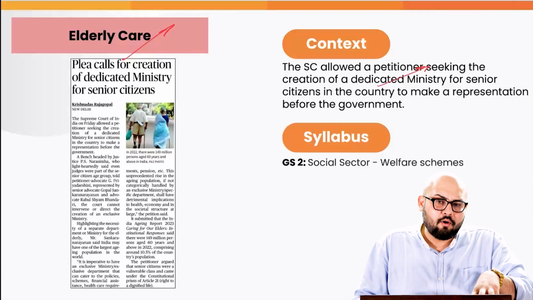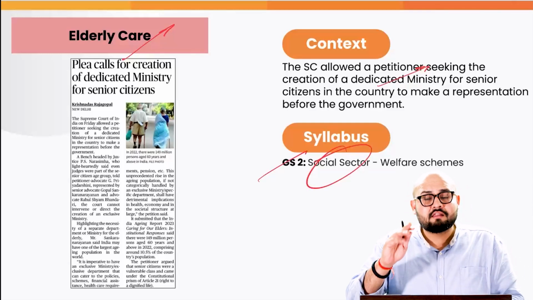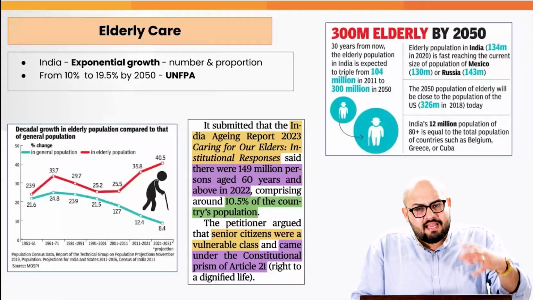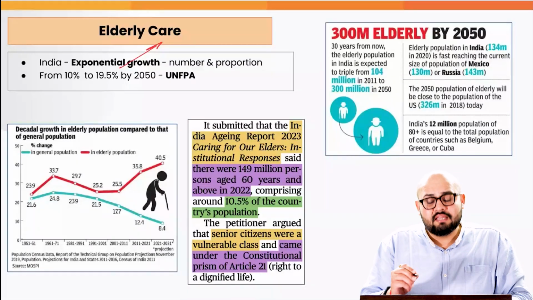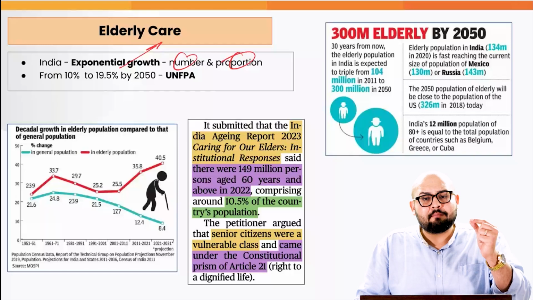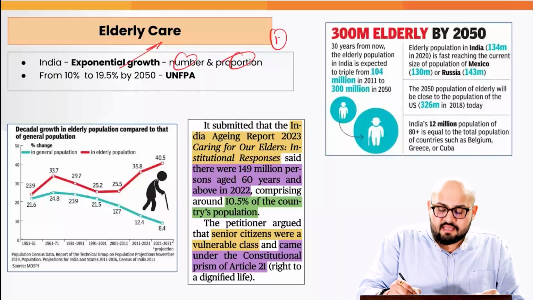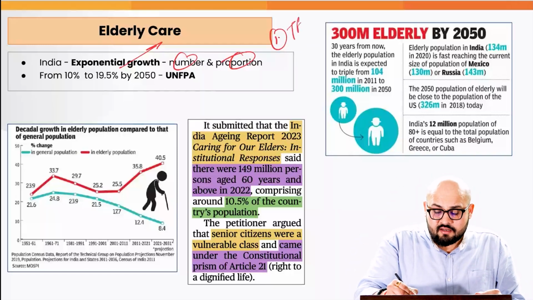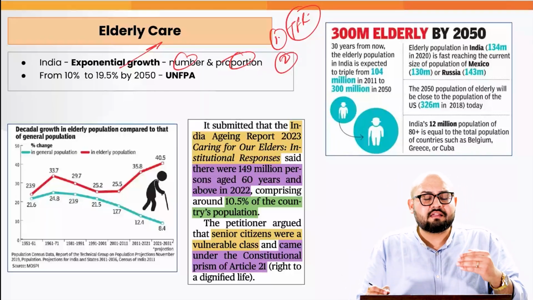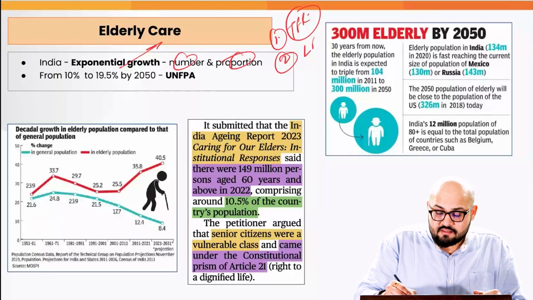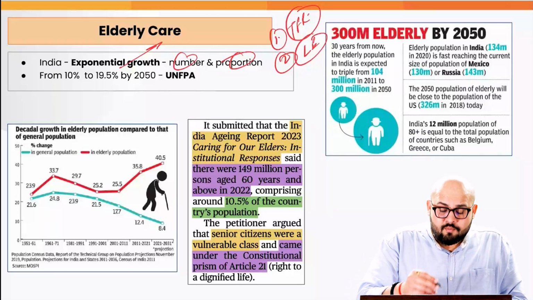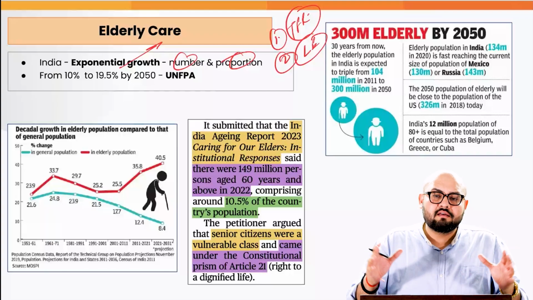Now, this topic is really important when we talk about GS2, social sector, that is the welfare schemes for the vulnerable sections. Now, as I told in the beginning, India is witnessing exponential growth in the number and proportion of the elderly in the country. Now, why is this so? This is primarily because of two reasons. The first is that there has been a reduction in the total fertility rates. The fertility rates have come down. The second reason is an enhancement in life expectancy. The life expectancy of the people is increasing. And therefore, as a result, both the number and the proportion of the elderly are increasing.